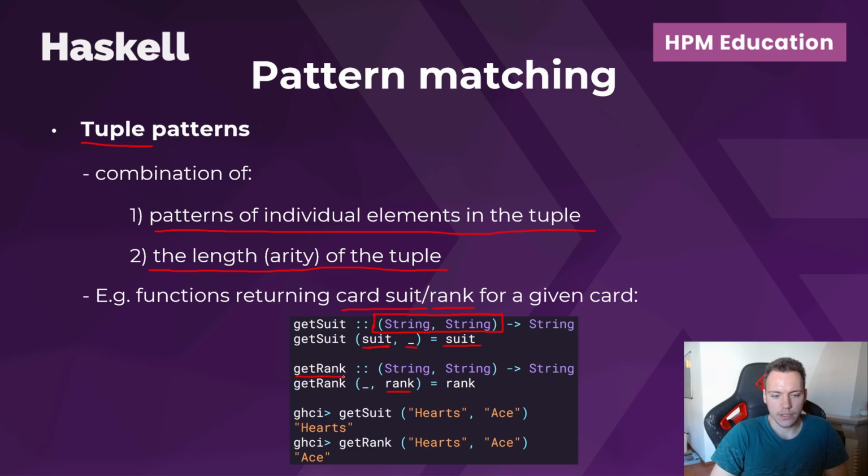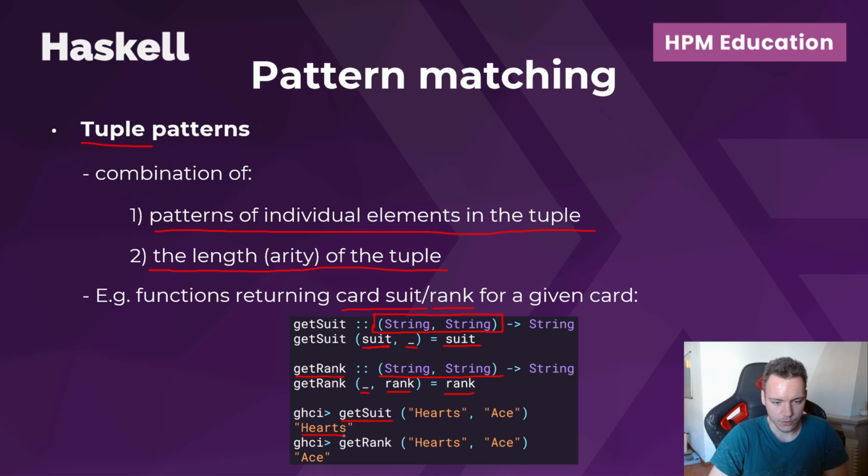And the same way for getRank, we use the same assumption that the card is represented by this tuple of two strings. And in this case, we ignore the first element, which is the card suit, because we don't care about it. And we name the second element rank, and then we just return the rank. So if we use this function to get the suit of a card that's ace of hearts, then we get back the suit, which is hearts. And if we try to get the rank, we get back the rank, which is ace.